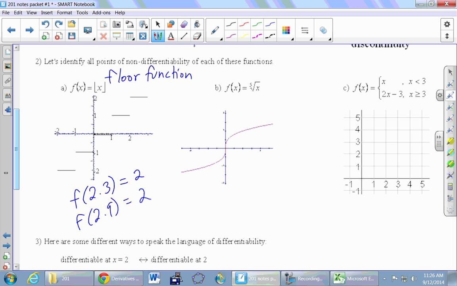And so I think that's what these numbers are here. All of these numbers between 2 and 3 all get mapped to the number 2. So what do we think? Where is this function not differentiable? Do we have any corners to worry about? No. Do we have any vertical tangent lines to worry about? No. What's the only other thing to worry about? It's full of holes. Is any discontinuity? Where are the jumps for this function?